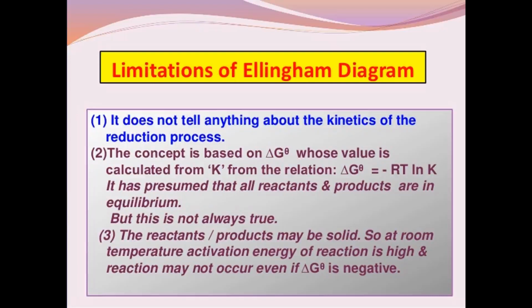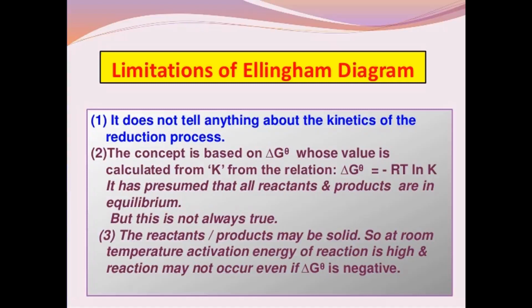So it does not tell the kinetics of the reduction process, and the concept is based on del G naught, whose value is calculated from K, from the relation del G naught equal to minus RT ln K. So it presumes that all the reactants and products are in equilibrium, but it is not always true. The reactants and products may be solid. So at room temperature activation energy of reaction is high and reaction may not occur even if del G is negative.